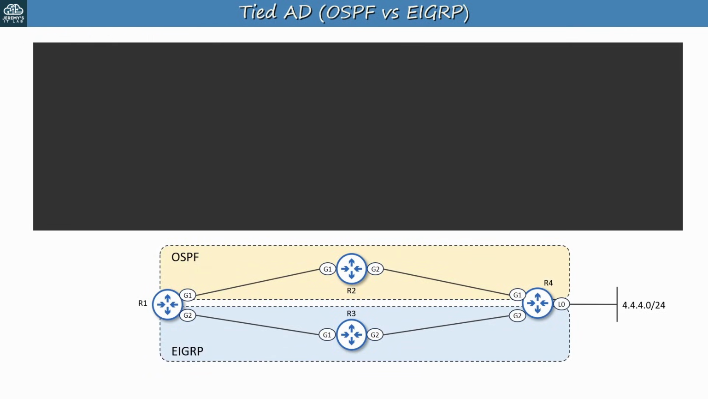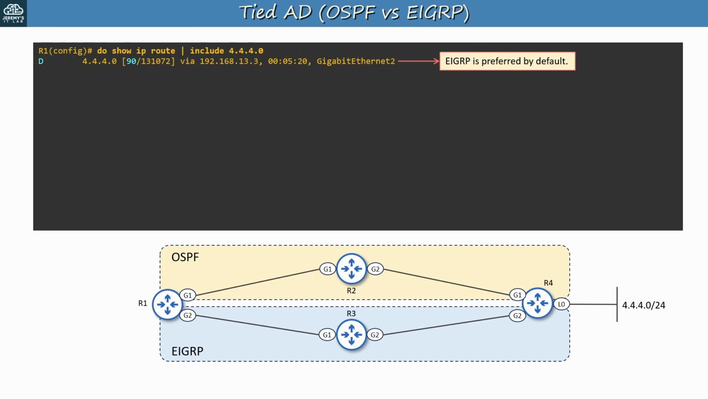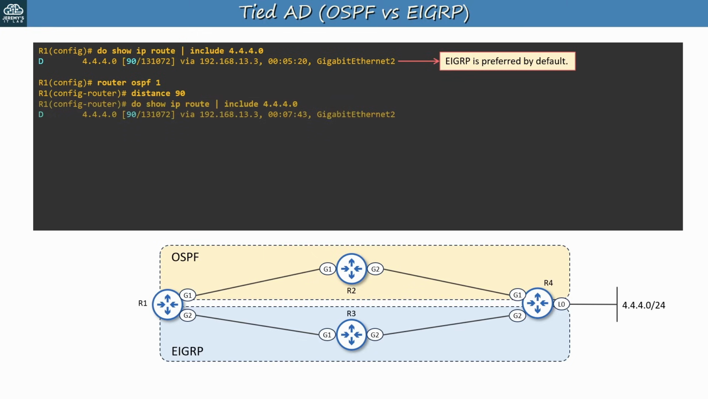Let's look at a scenario you probably won't encounter and observe how IOS behaves: tied ADs. This network uses both OSPF and EIGRP. So R1 learns about the 4.4.4.0 network connected to R4 through both protocols. Of course, EIGRP is preferred by default due to its lower AD. But what happens if I modify OSPF's AD to match EIGRP? Well, with matching ADs, the EIGRP route is still preferred.